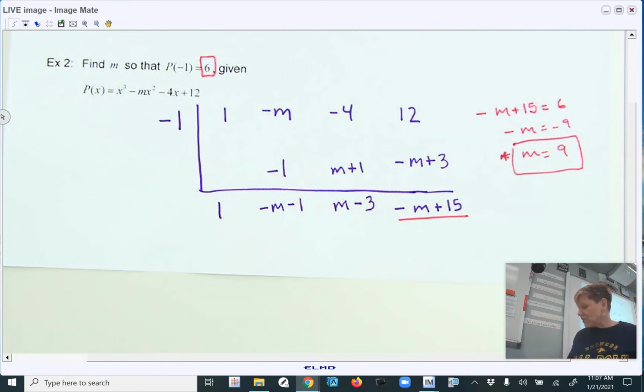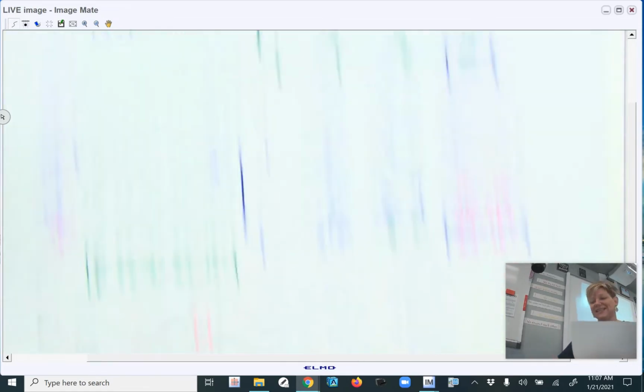All right, we're going to go on to example 3. Too many papers on my desk.